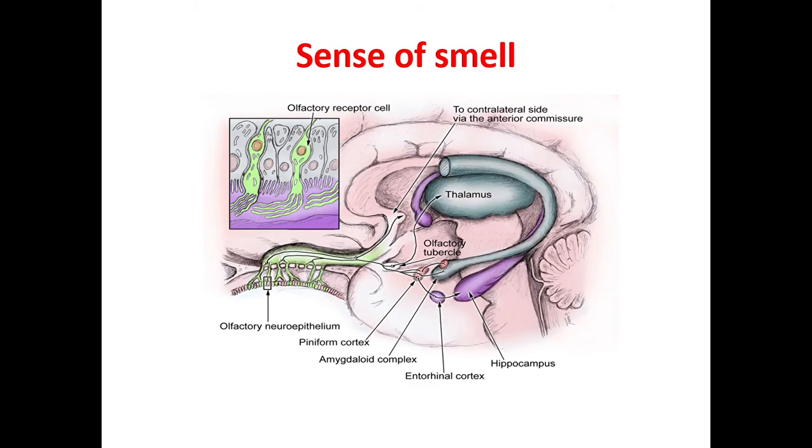Then we have the cells involved in the sense of smell. We have the olfactory receptor cells. These are the nerve cells that are in collaboration with the surrounding epithelial cells, which are columnar in shape, so we can smell different odors.